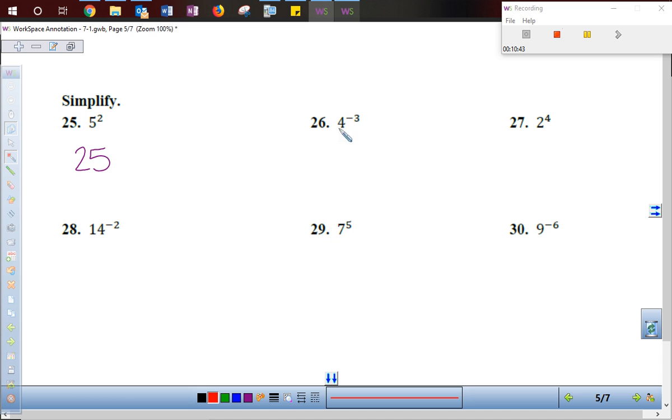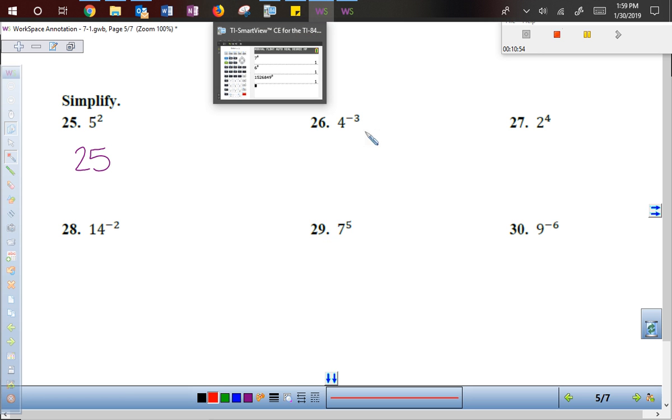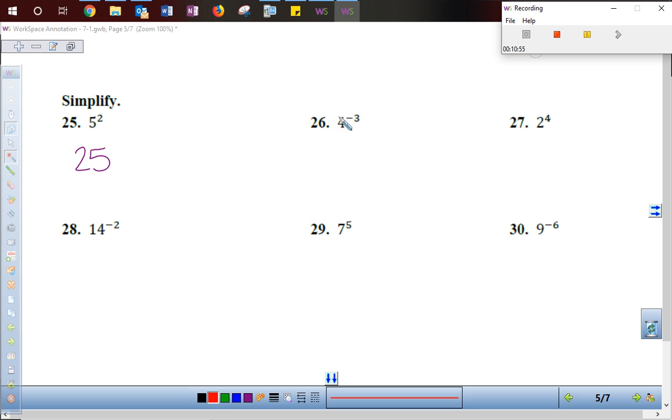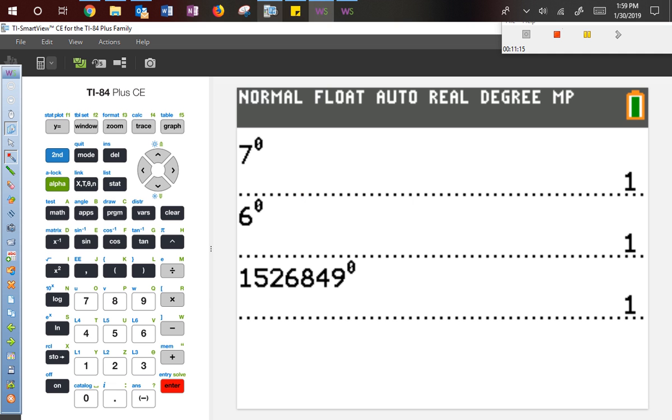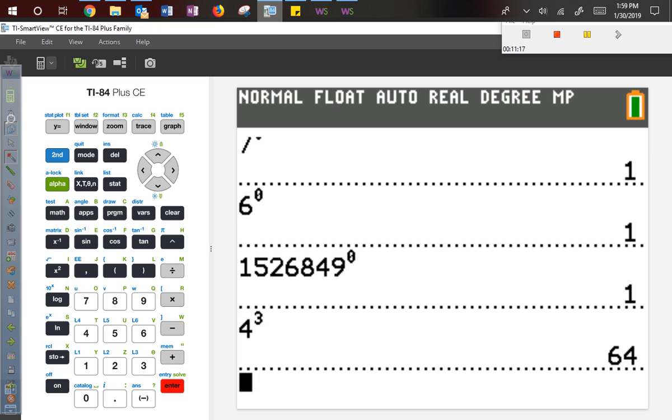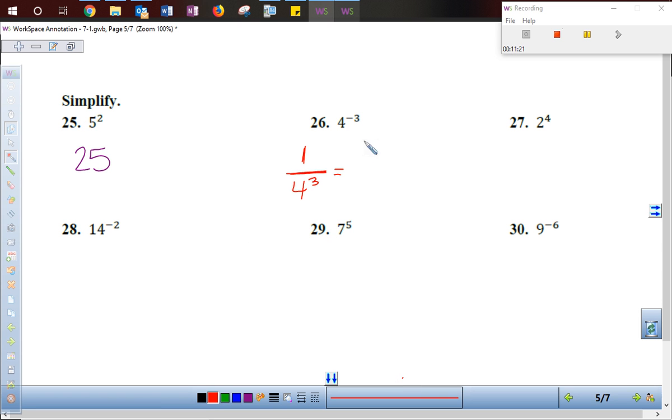Now on number 26, I have 4 to the negative third. Now, I don't like negative exponents, and you are not allowed to just put it into your calculator. We have to move some things around. This is currently in a numerator, and it is negative, so I need to move it to my denominator, and it's going to become 4 to the positive third. Then, whatever's left in the numerator is just a 1. Now to figure out what that is exactly, I can just use my calculator and determine that 4 to the third is a positive 64, so 1 over 4 to the third is 1 over 64. Now this isn't much work, but I do need to see it for you to get full credit.